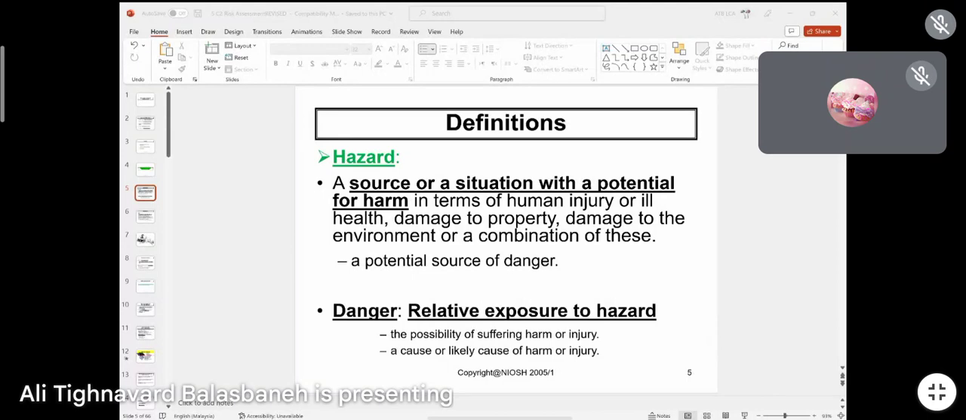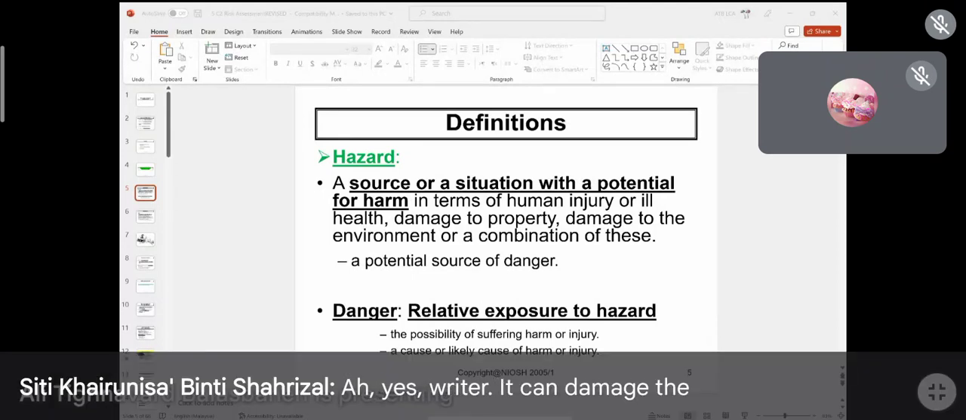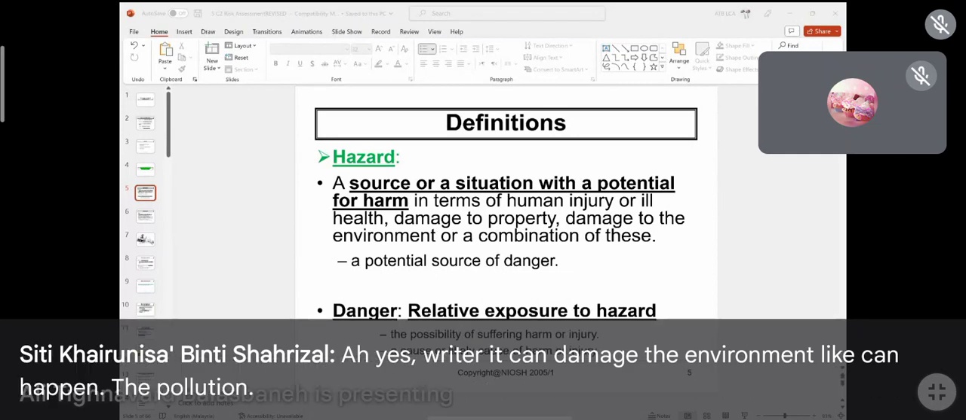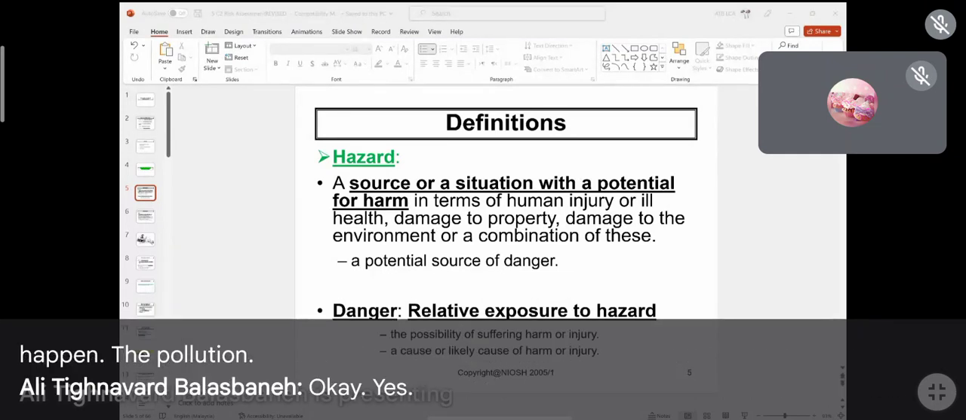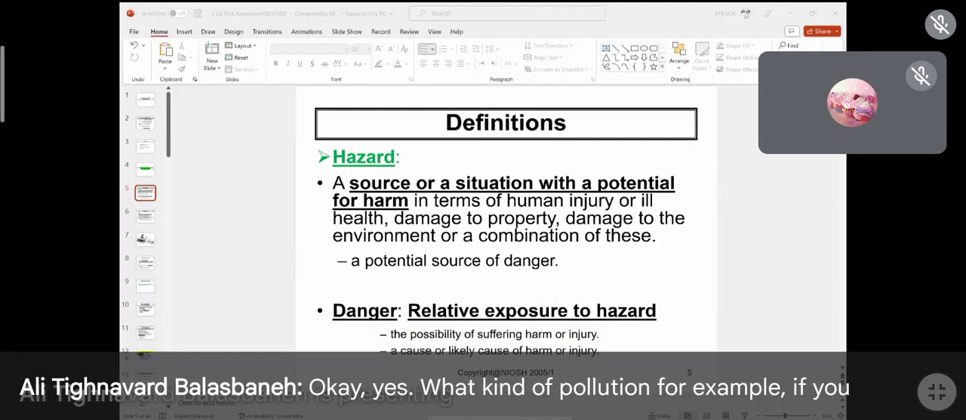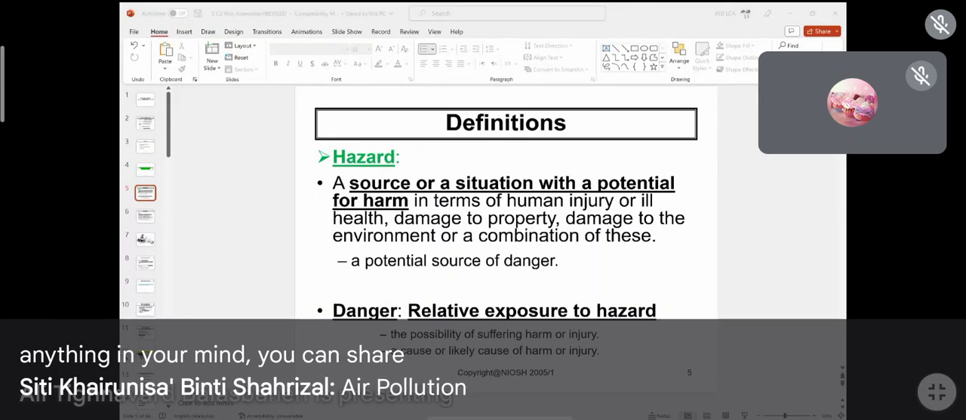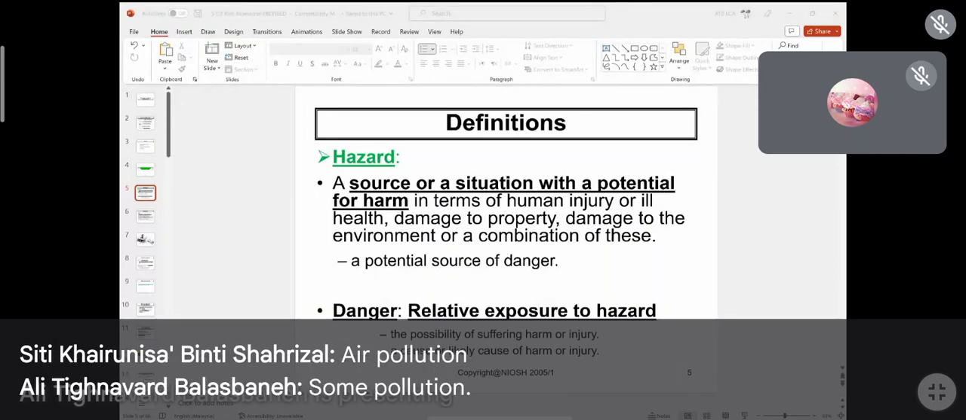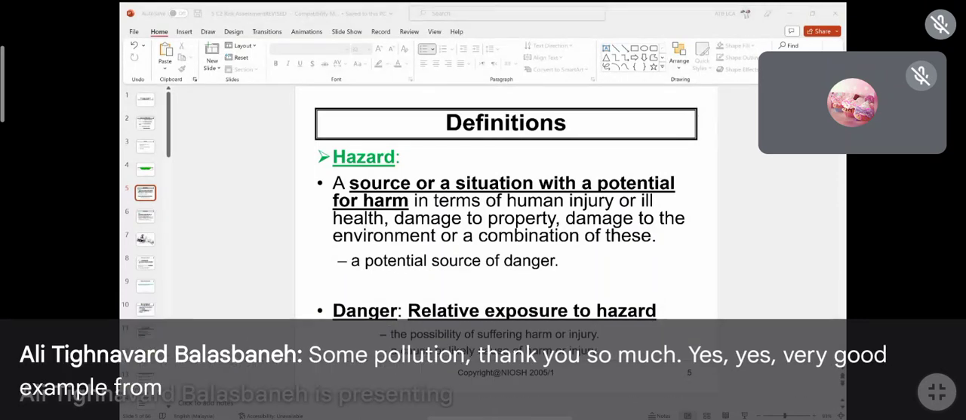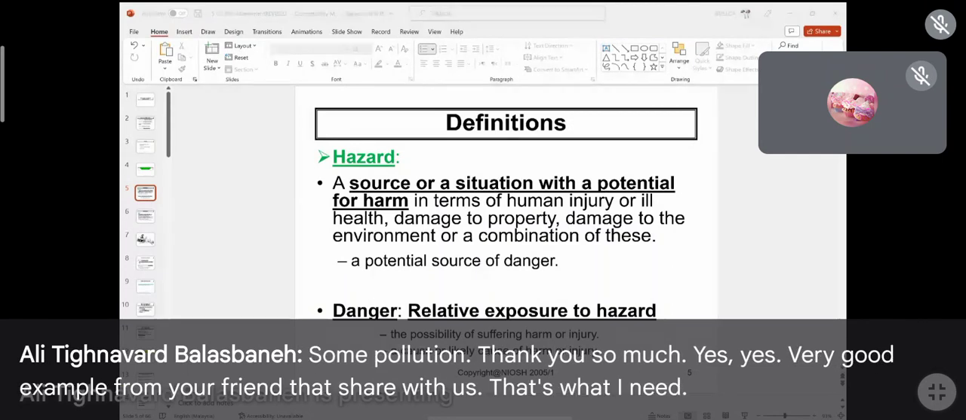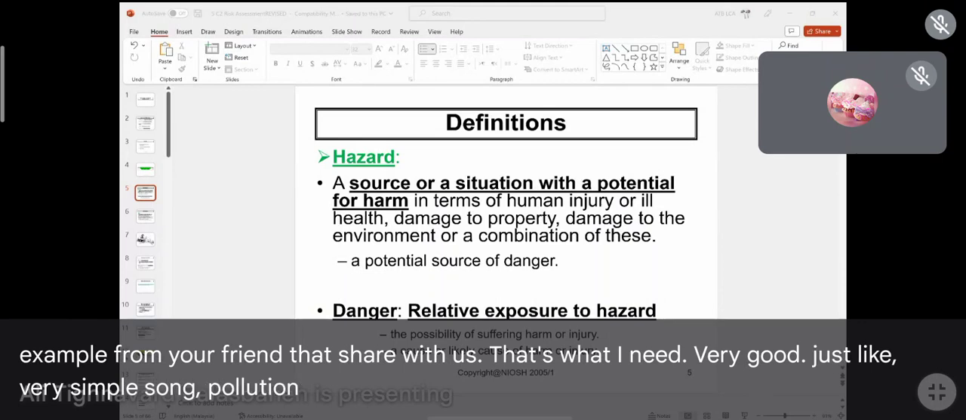Yes, doctor, it can damage the environment, like pollution can happen. Okay, yes. What kind of pollution? For example, if you have anything in your mind, you can share. Air pollution, sound pollution. Sound pollution, thank you so much. Yes. Very good example from your friend that shared with us. That's what I need. Very good. Just like some very simple sound pollution during the construction.